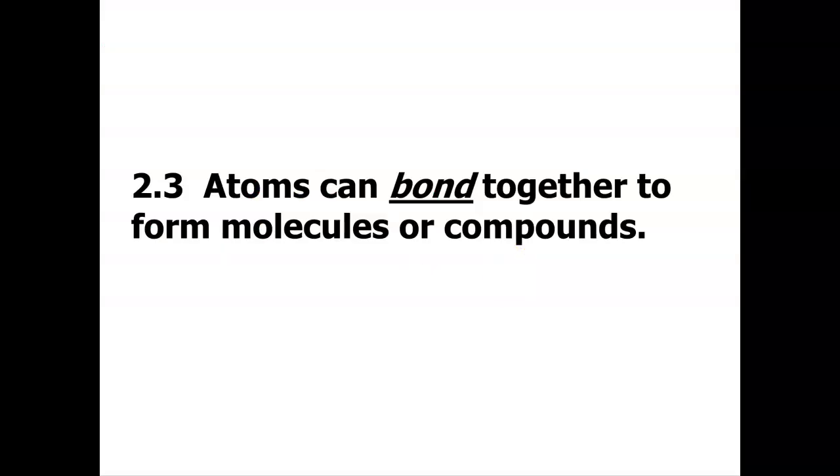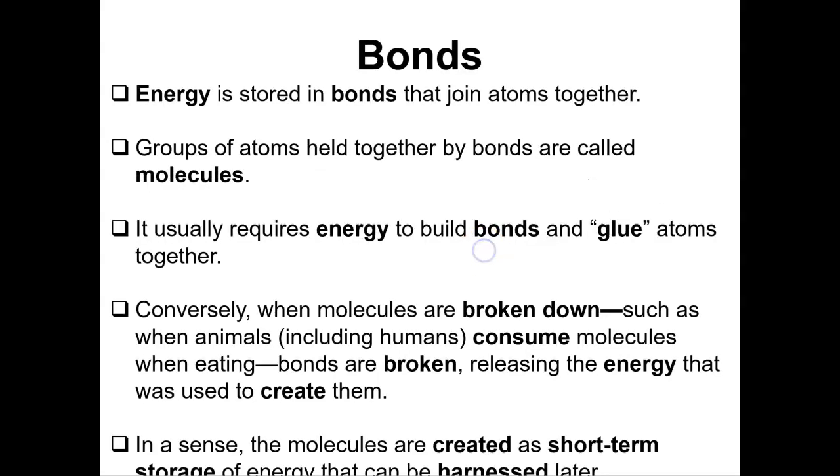So atoms can bond together to form molecules, and they can bond together to form compounds. Energy is going to be stored in bonds that join together to form these atoms. So a group of atoms held together by bonds is going to be referred to as molecules. It usually requires energy to build these bonds, and that glue is going to kind of hold these atoms together.